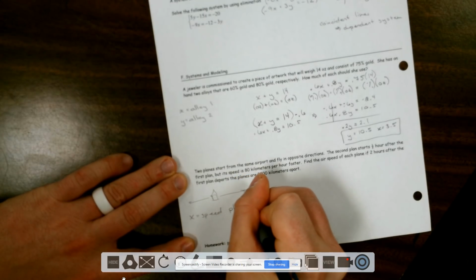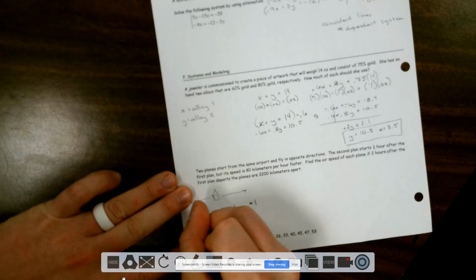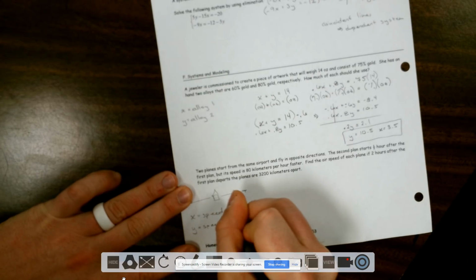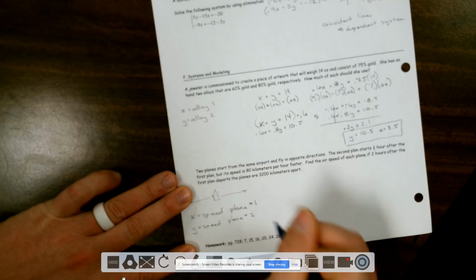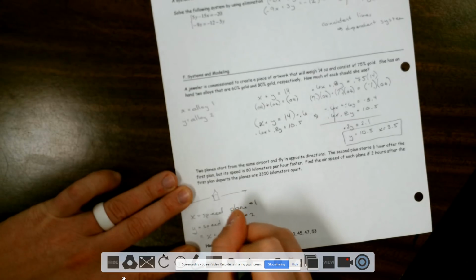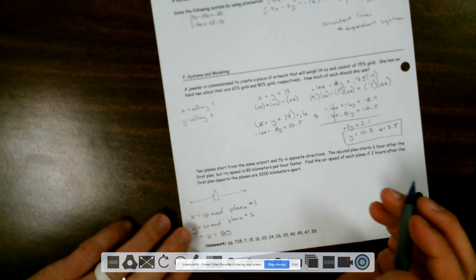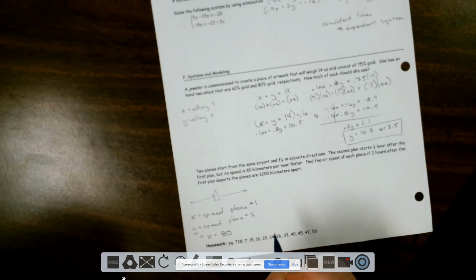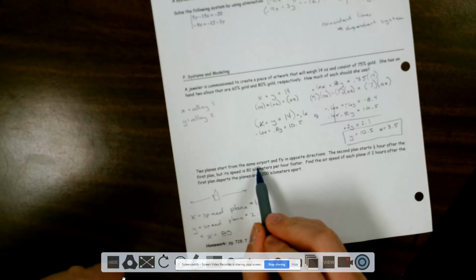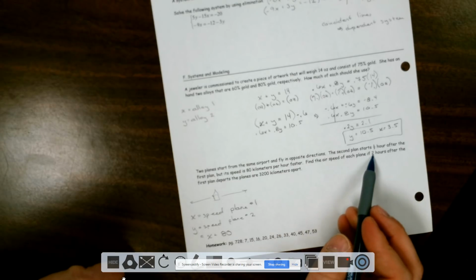So we know that x is equal to the speed of plane number 1. And we've actually been given the speed of plane number 2. It's just kind of cryptic. The speed of plane number 2 is equal to whatever the speed of plane number 1 is plus 80 kilometers faster. So if we take a look at when they take off and how far apart they are, plane 1 departs from the airport, and the second plane leaves a half an hour after the first plane. Okay, they've been in the air 2 hours.